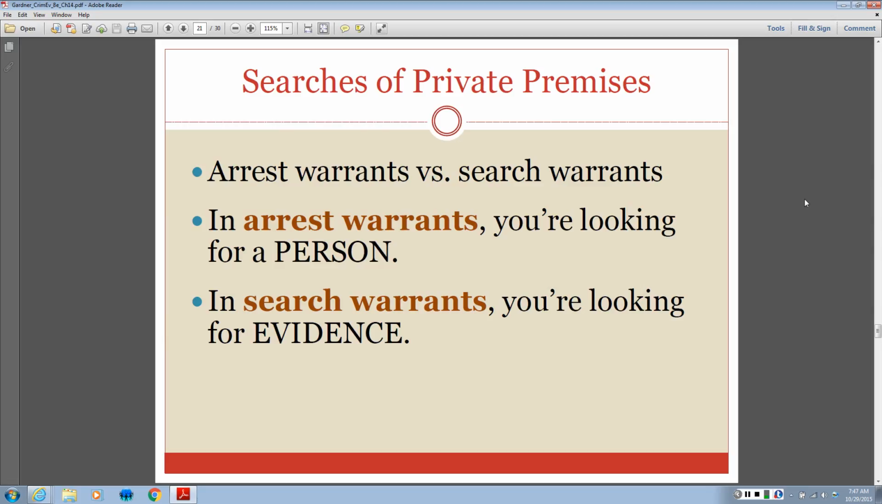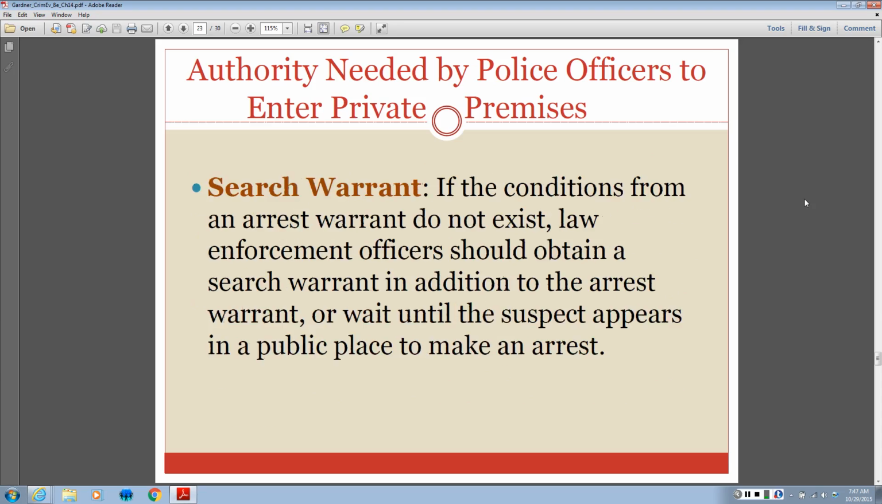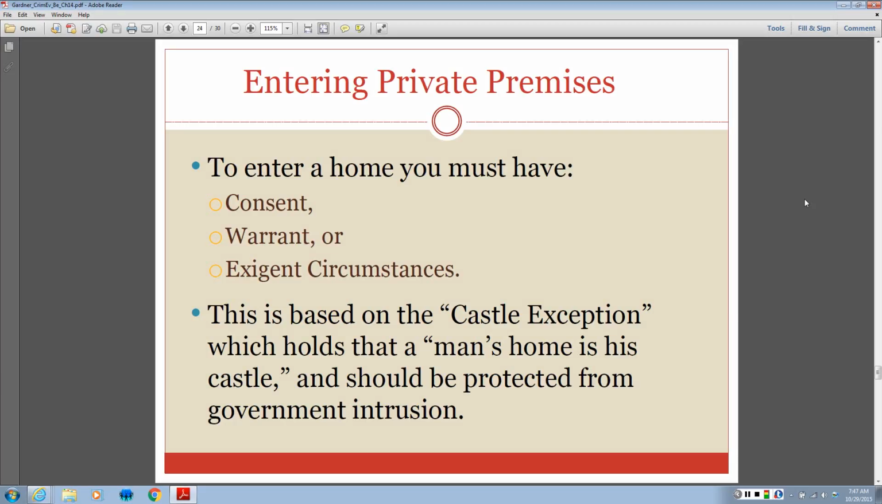Let's see here. Page 360 talks about obtaining evidence by police entry into private premises. So in order to enter a home, you must have consent, a search warrant or an arrest warrant, or emergency or exigent circumstances. So just keep in mind that unless somebody gives you permission, you have a warrant, or it's an emergency, you cannot just go enter somebody's house for the purposes of searching it.